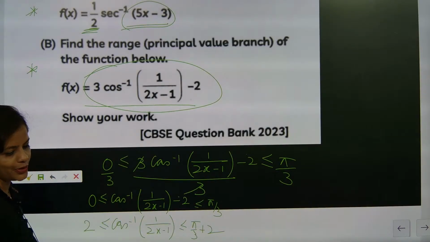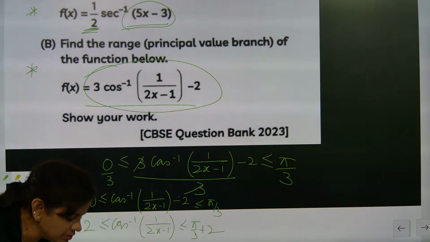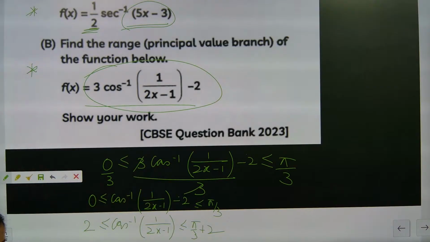After that what are you going to do? Solve it. First note down this one, till here you note down. After that, because pi is there, pi by 3 plus 2 will come. Please solve.